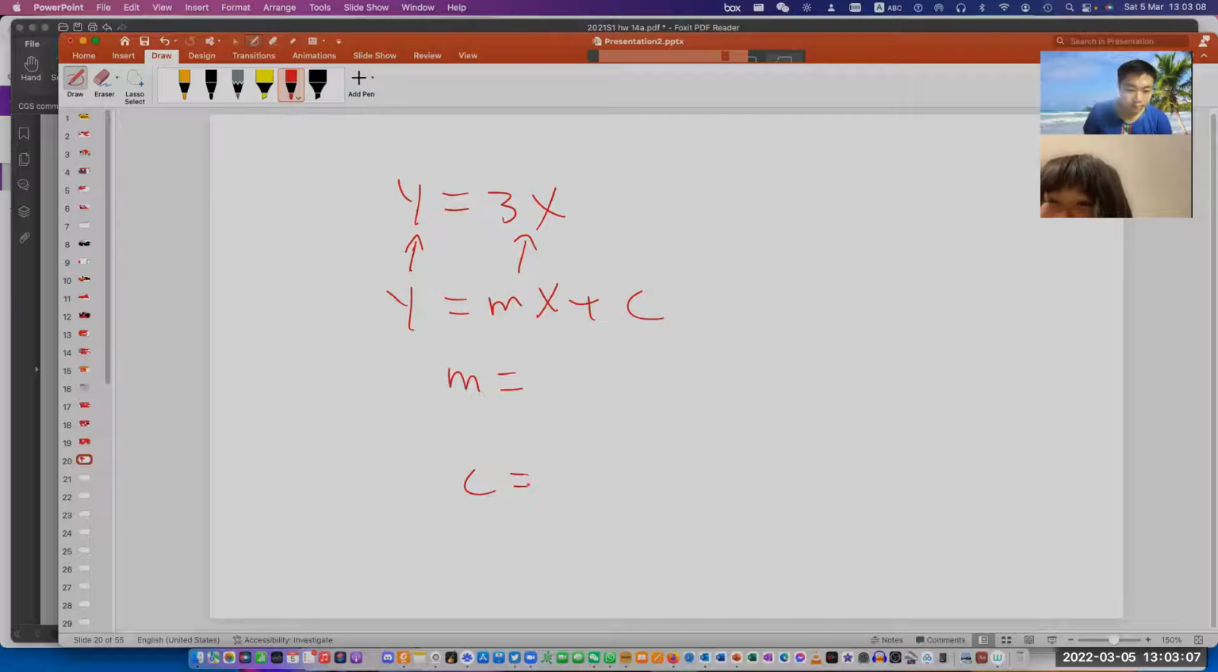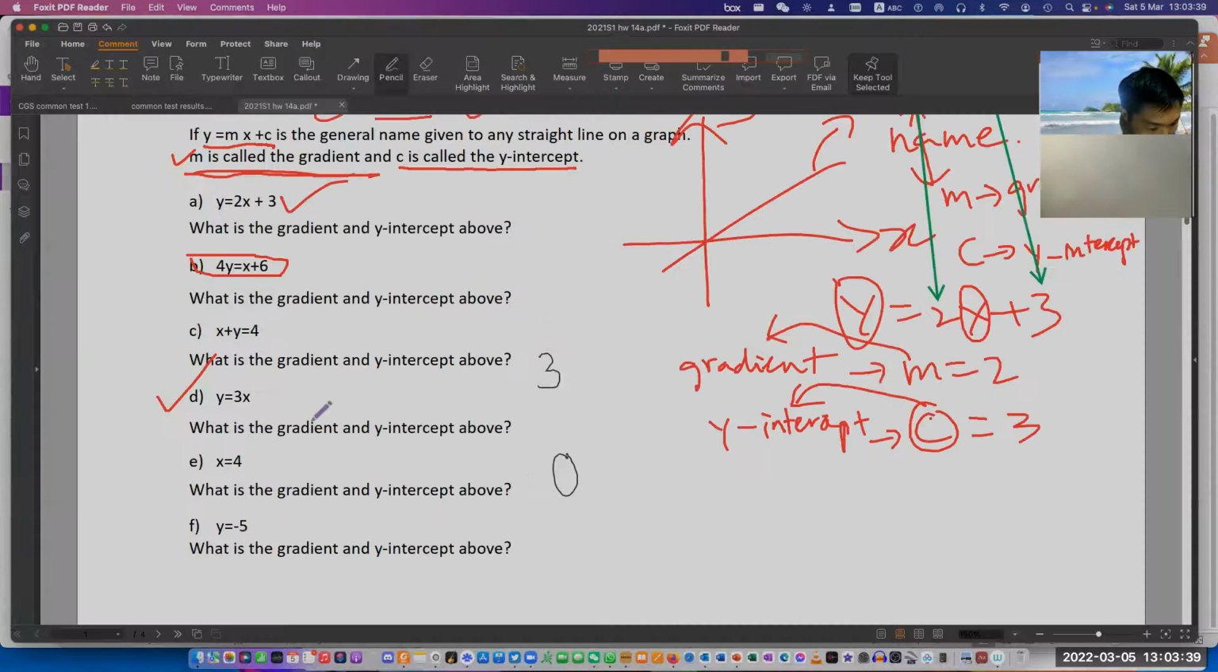M is very clear. 3x, right? 3x, yes. So this is your mx. M is 3. So c? Yes, nothing means plus 0. Okay? Very good.